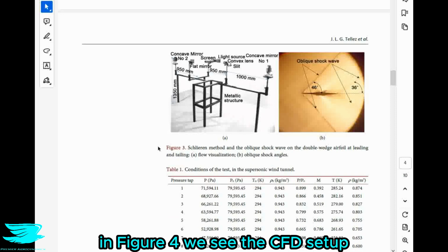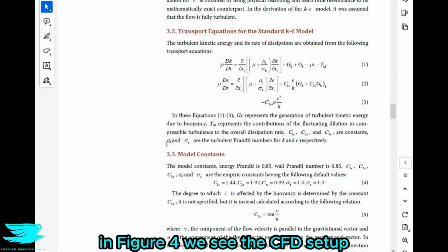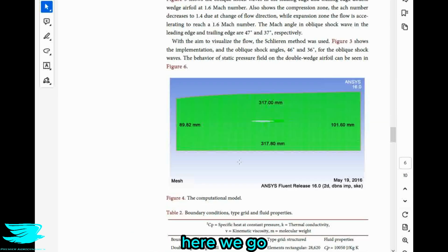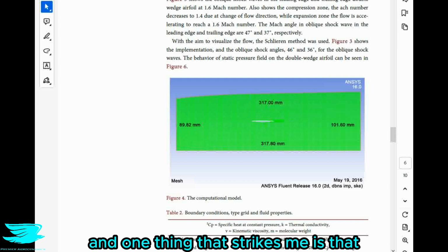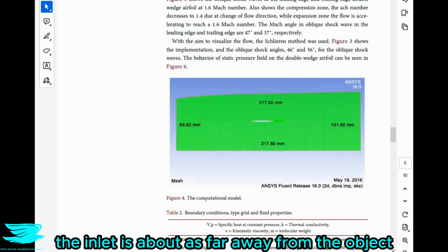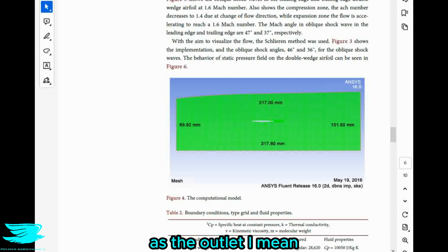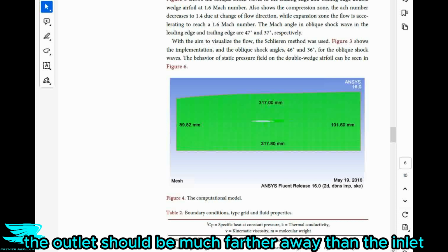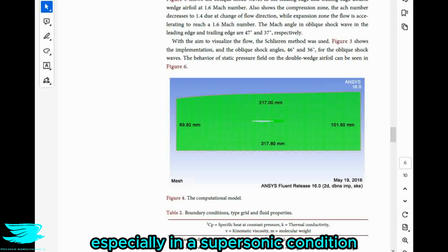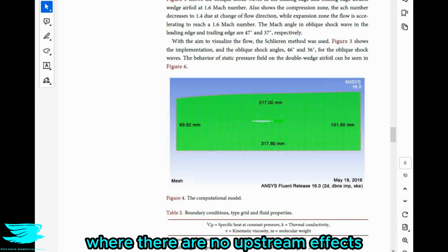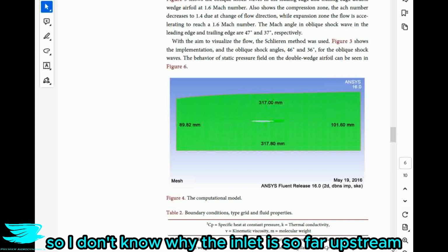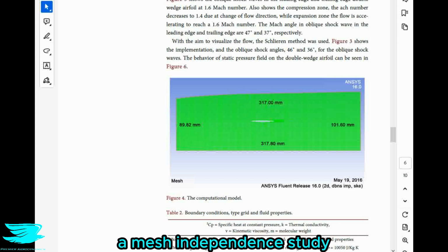But anyway, in figure 4, we see the CFD setup. So let me go down to that. Here we go. And one thing that strikes me is that the inlet is about as far away from the object as the outlet. I mean, usually the outlet should be much farther away than the inlet, especially in a supersonic condition where there are no upstream effects. So I don't know why the inlet is so far upstream. The authors didn't seem to do a mesh-independence study either, which isn't good.